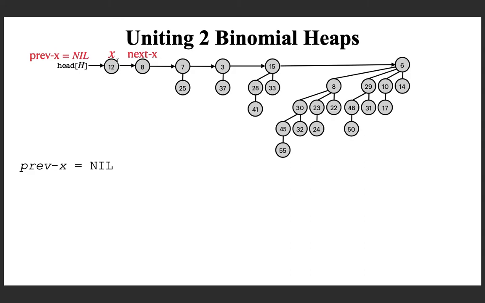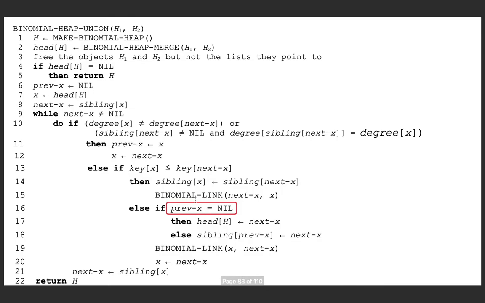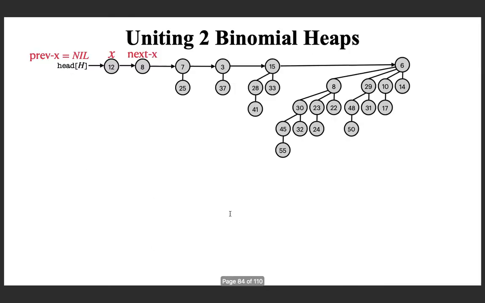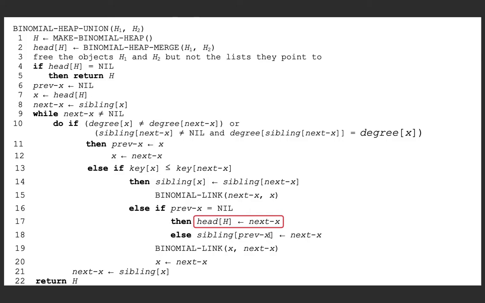This is the condition. When x is the first node, the previous x will be null, so you have to check whether previous x is nil. If this is the case, because you are going to remove the node x, you have to make head point to next x. That is what you have to do. You say that head is now going to point to next x. This is what you do.